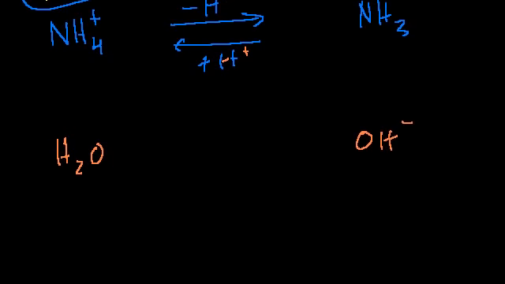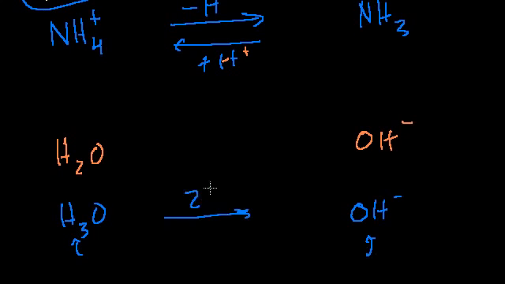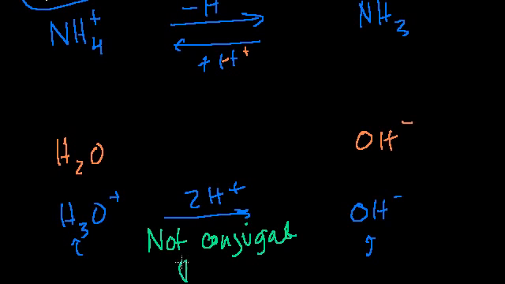Now, if I were to say that H3O and OH minus, you might be tempted to say, hey, this is very acidic, this is a base, this is a conjugate pair. But no, there's a 2 proton difference. Oh, this is H3O plus. There's a 2 proton difference. So these are not conjugate pairs. Not conjugate pairs. So let me just cross that out.